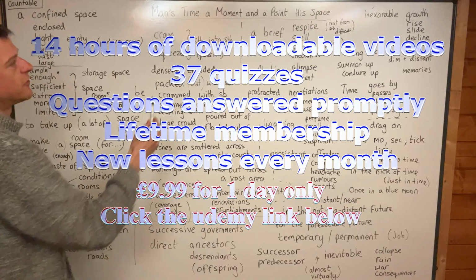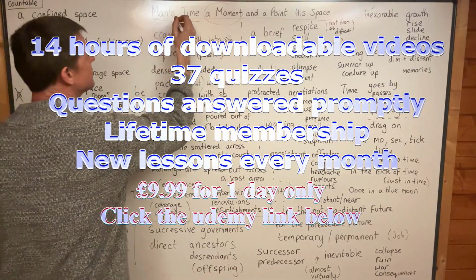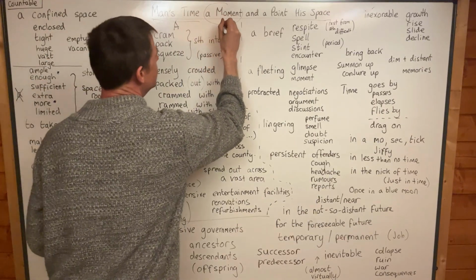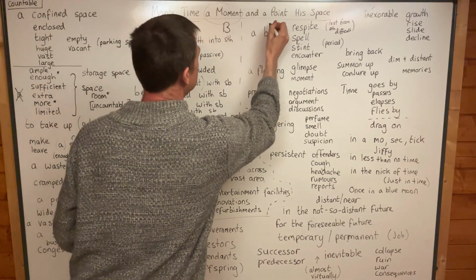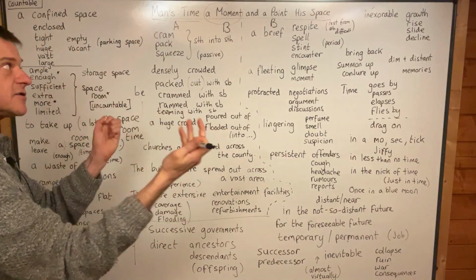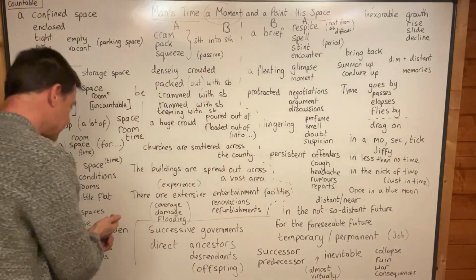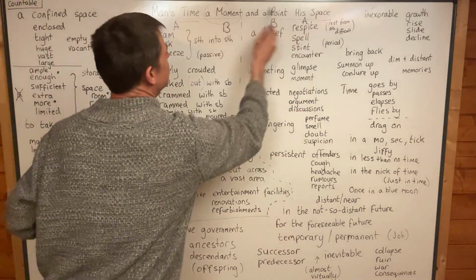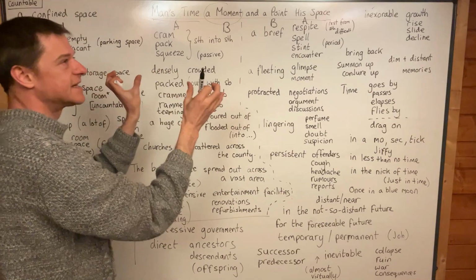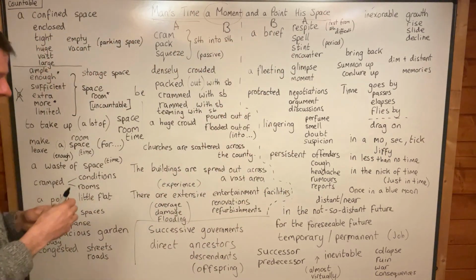This is actually a rhetorical device, guys, because you've got man's time, which is your A, and then a moment, which is your B, and then a point, which is your B. A moment and a point are both nouns referring to time and space. And then his space, which is A. That's called a chiasmus, when you've got different words, but still related, connected. Time and space are connected. Moment and point are connected.